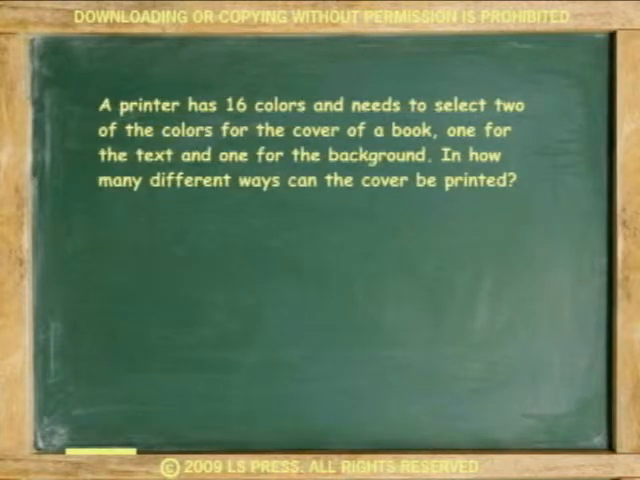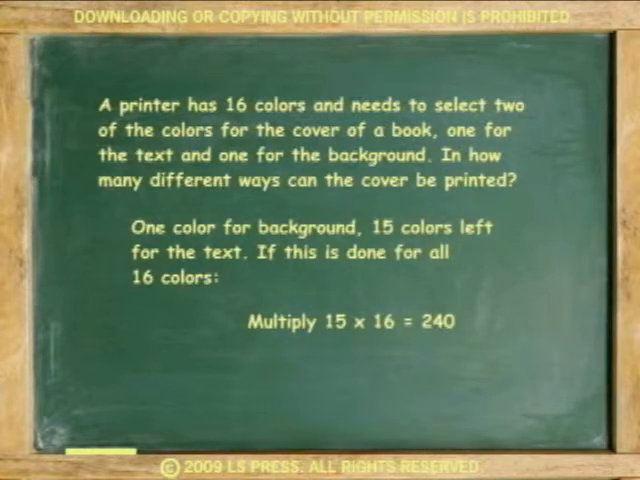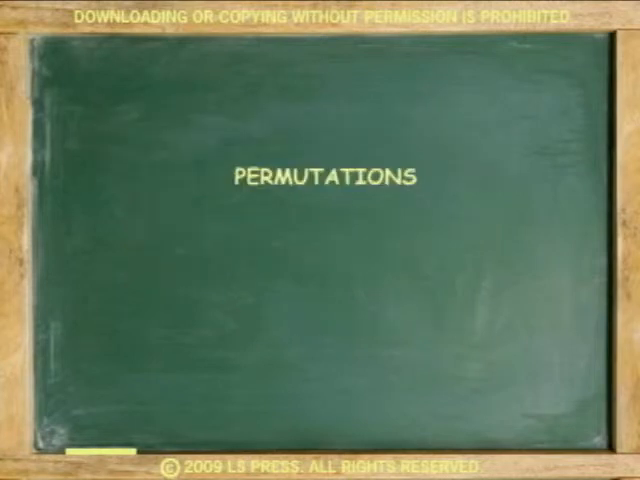Another example. A printer has 16 colors and needs to select 2 of the colors for the cover of a book. One for the text, another one for the background. In how many different ways can the cover be printed? When the printer selects one color for background, there are 15 colors less for the text. If this is done for all 16 colors, each of the 16 colors with 15 other selections, then 16 times 15 equals 240 possibilities.